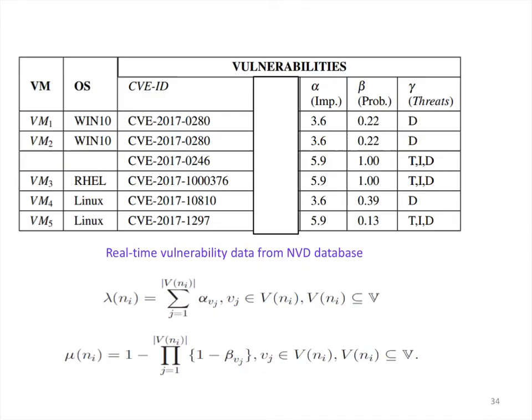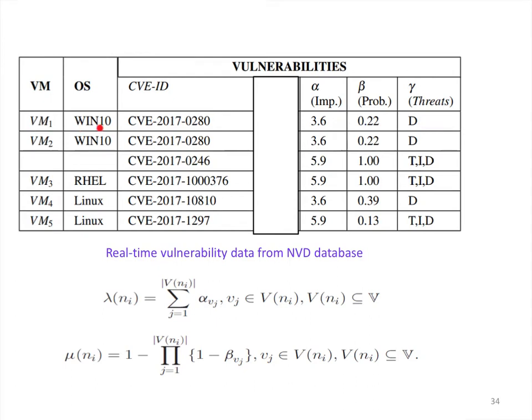Okay, so that's what we want to do. So again, from this database, these are public databases, so we can get the list of vulnerabilities. So for example, virtual machine one and virtual machine four, these are used as part of the web server host. Virtual machine 2 and virtual machine 5, these are used as part of an authentication server host. Okay, and virtual machine 3 is the database server.